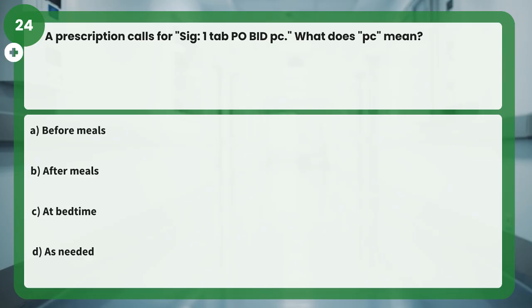Question 24. A prescription calls for Sig: 1 tab PO BID PC. What does PC mean? A. Before meals. B. After meals. C. At bedtime. D. As needed.